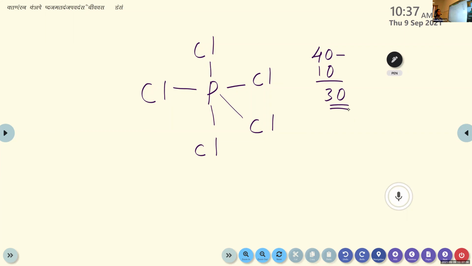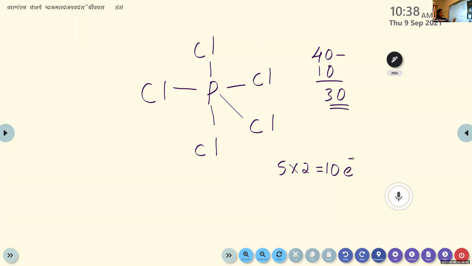Then no need to complete the entire thing. You just look at the surrounding atoms around the phosphorus. How many bonds are there? Phosphorus has 5 bonds. 5 bonds means 5 into 2, 10 electrons, 10 electrons surrounding this phosphorus.